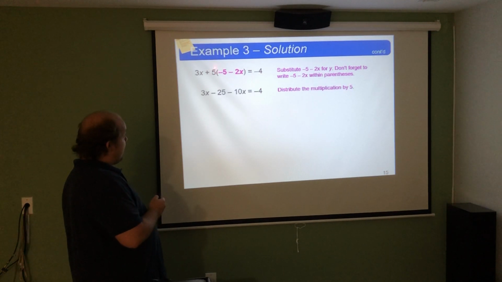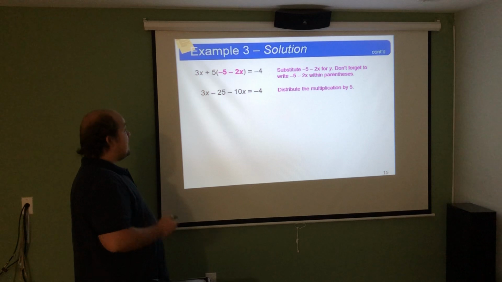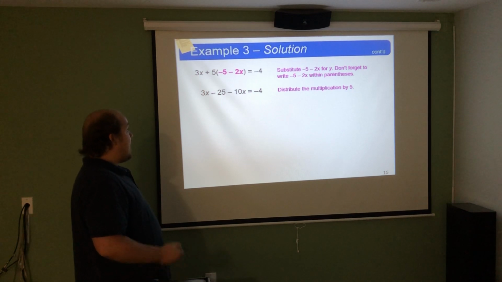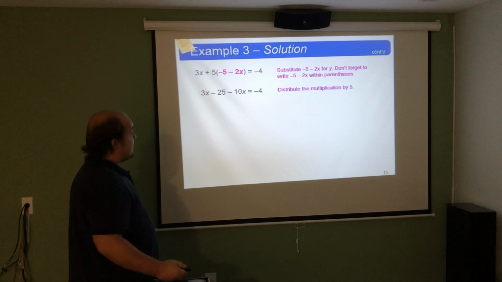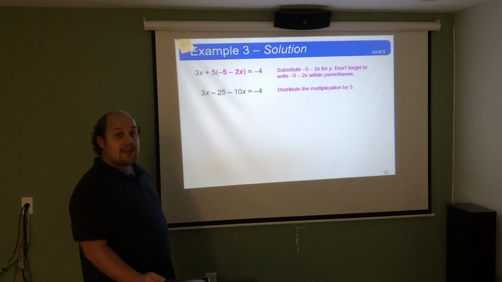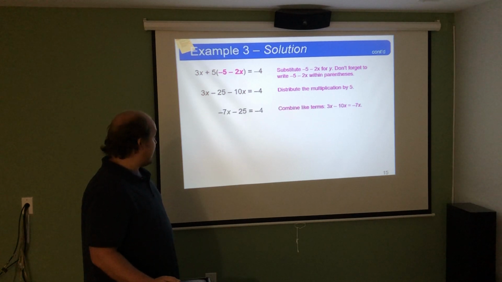The parentheses remind me that I'm doing 5 times -5 to get this -25, and then I'm also doing 5 times -2x to get this -10x. I now look on the left side and say I do have two like terms, specifically this 3x and this -10x that can be combined. 3x minus 10x gives me -7x.